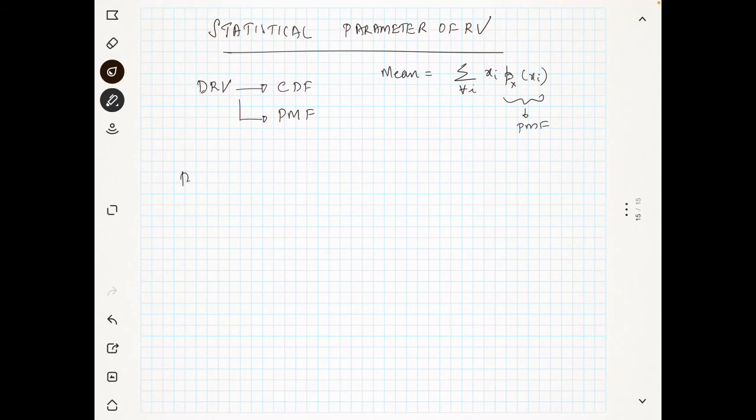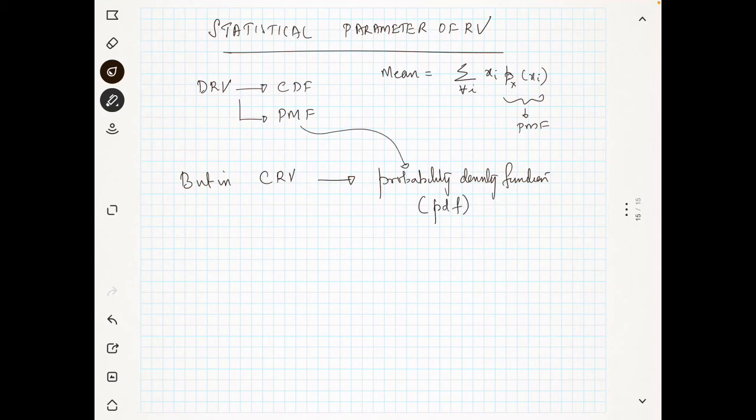But in the continuous random variable, instead of the probability mass function, we have the probability density function. So this is the PDF. The mass function is for the discrete random variable, and in the continuous random variable we have the probability density function. And you know that this is the summation.